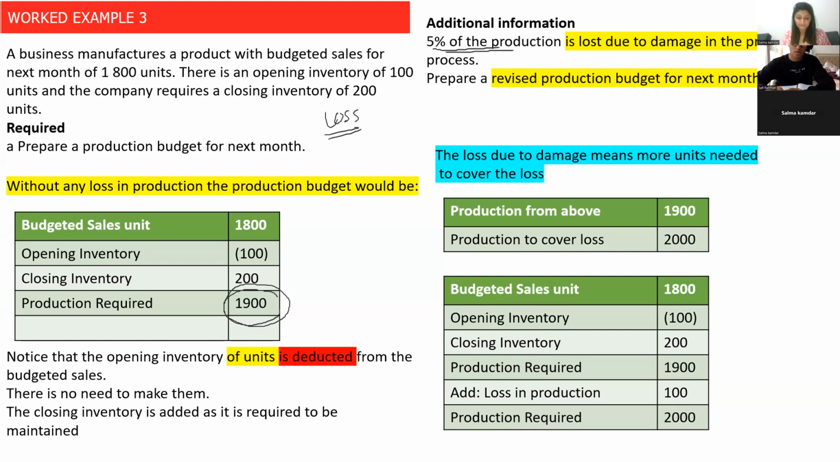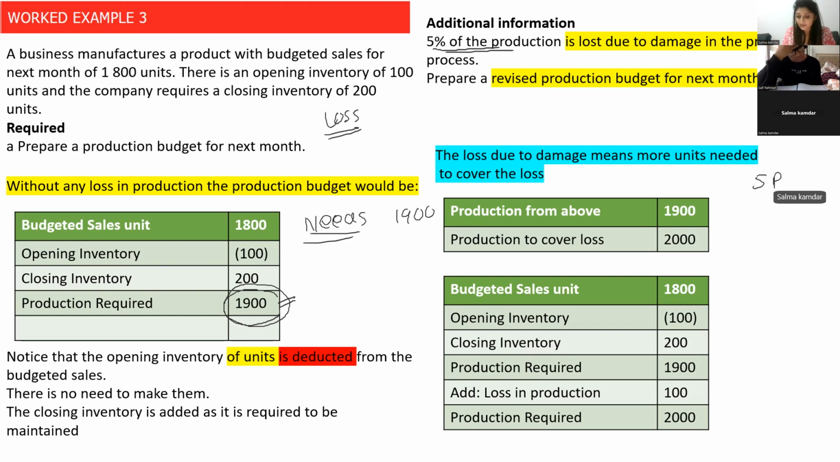Listen to me. He needs to produce how many units? 1,900 units. And he also believes that when he is going to produce, 5% of the production will get lost.